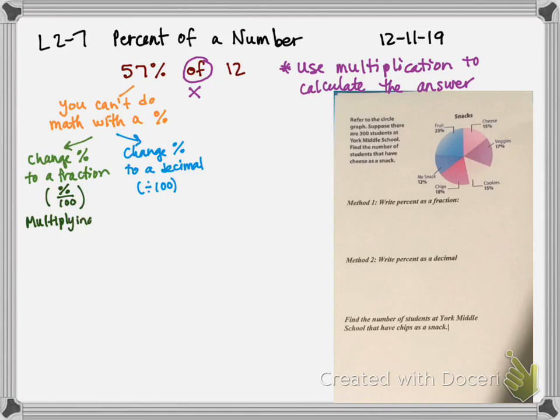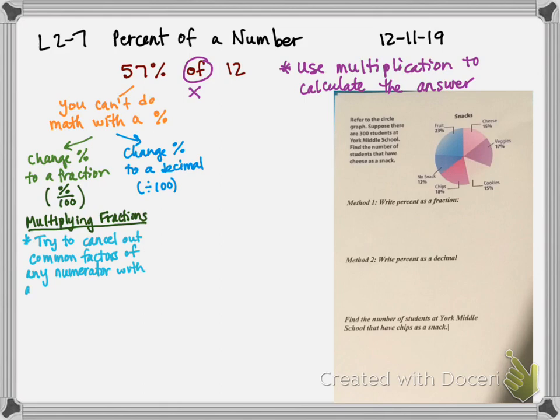Multiplying fractions. Okay, so this is something we talked about at the very beginning, is we're going to try to cancel out common factors of any numerator with any denominator. Okay, so that's always something I like to do first. I called it pre-reducing.